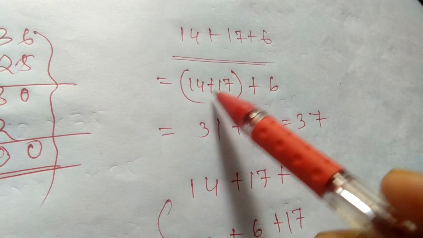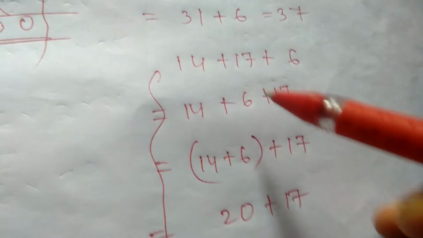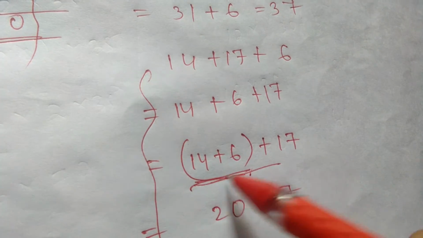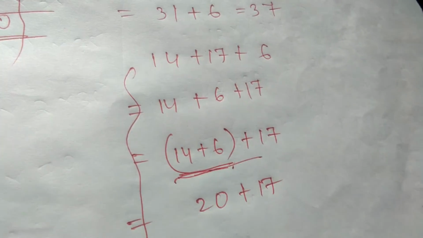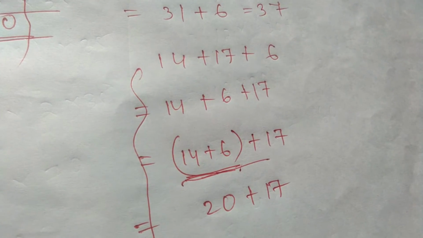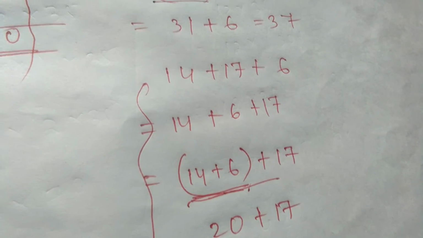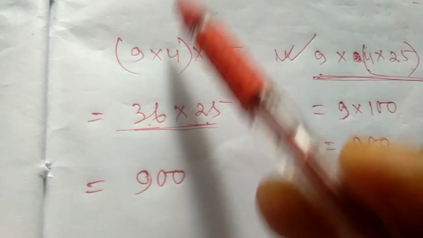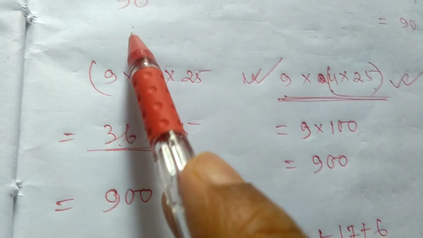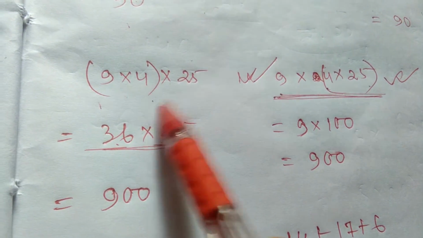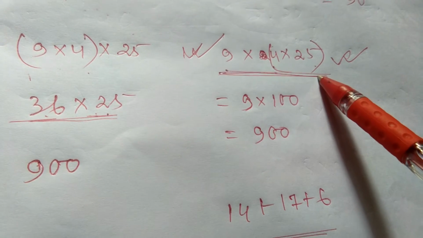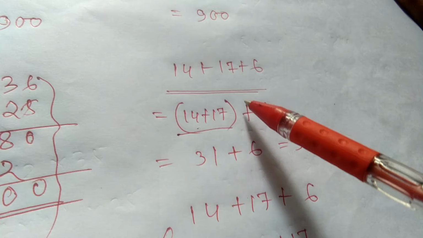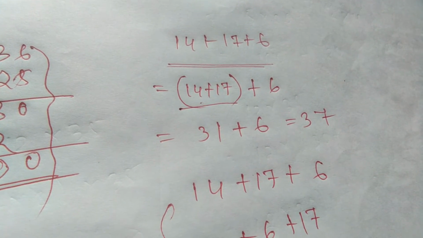In the first case we have to do 14 plus 17, but in the second case we have to do 14 plus 6. So that is the easy process. So sometimes we can change the place of the numbers also. We can change the brackets. Earlier we have done, we can change the brackets like that: first number and second number, and here second number and third number. So we can change the brackets, and now we can change the place also. Clear?